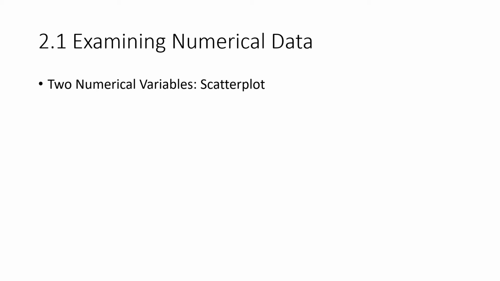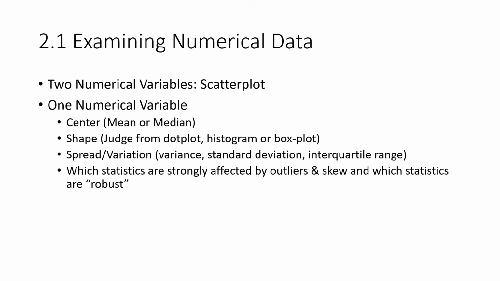And then it goes on to talk about how to summarize a single numerical variable. And the things that we like to think about when we're summarizing a numerical variable are where the center of that distribution is, which we measure by the mean or the median, the shape of the distribution, which we're going to judge from graphs, and we'll see 3 different types of graphs that we're going to use to look at the distribution of a single numerical variable: a dot plot, a histogram, and a box plot.